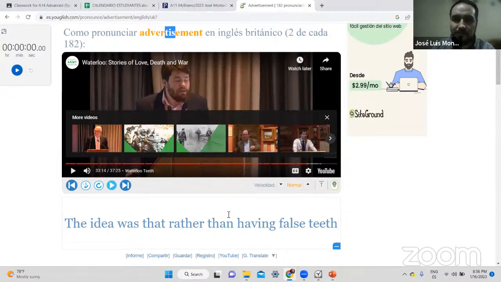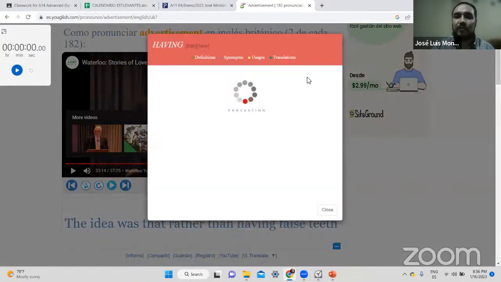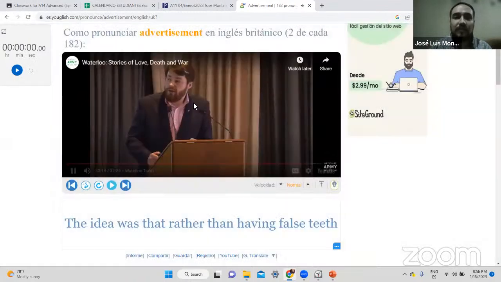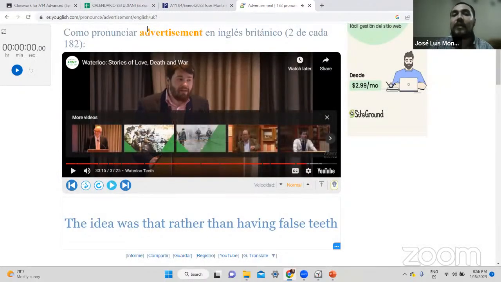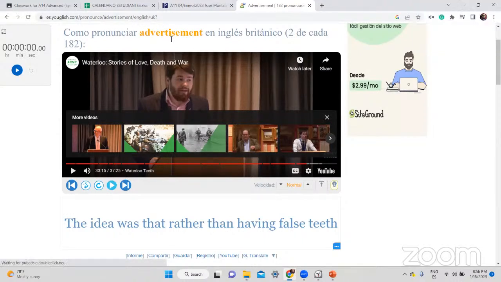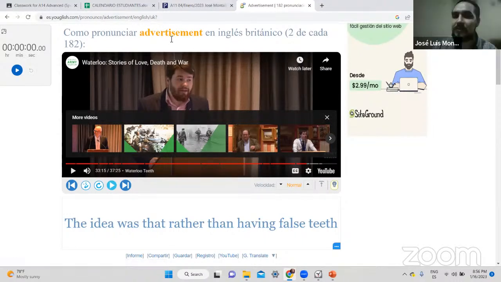advertisement. I don't know why this is not working, right? So the stress is in this first part, and let me just, well, it's not working. I don't know why. Good. And the stress is in ver, and this is not I, this is E, right? So one more time. American, advertisement, and British advertisement, advertisement, right? So the I changes to E. So good, that's one example, all right?